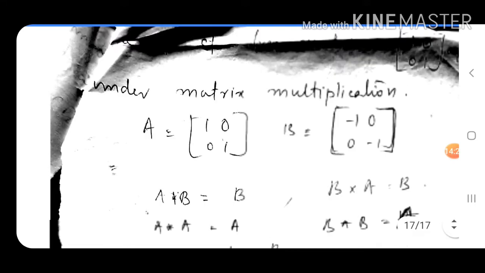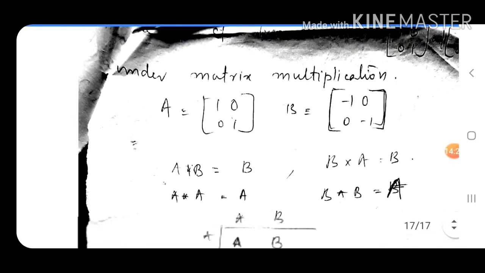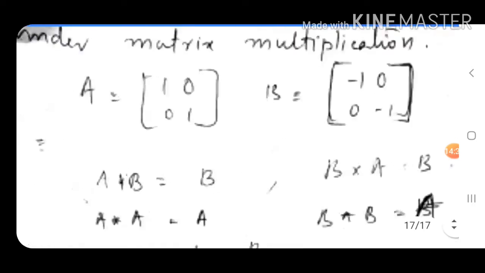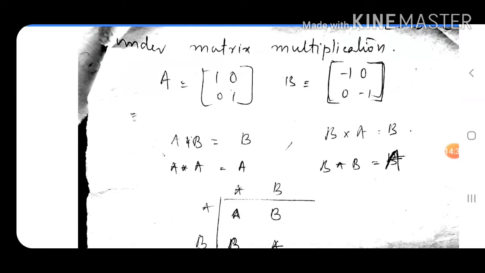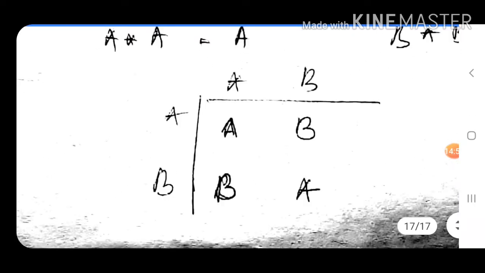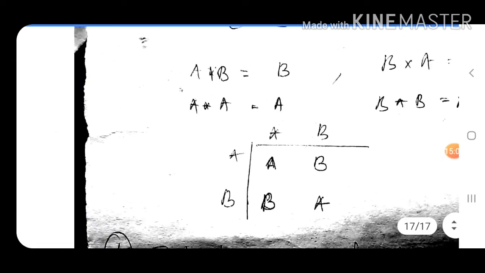Now we consider a group of matrices, only 2 elements A and B. A is the matrix 1 0 0 1, and B is minus 1 0 0 minus 1. When you take A composition B, you will get B, and B composition A is also B. Here A is the identity element. A composition A gives A, and B composition B gives the identity element. So this is the multiplication table. What is the inverse? A is the identity element, and the inverse of B is B itself.